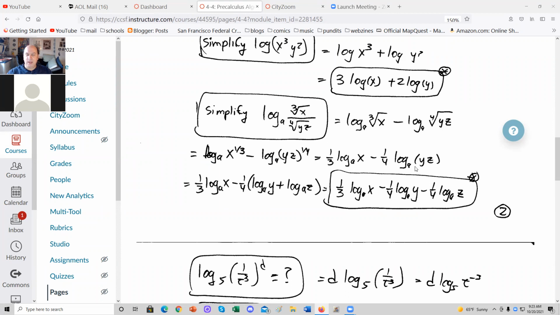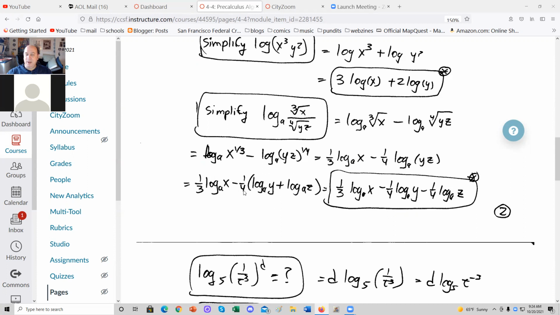Now here's where it gets a little complicated and I have to watch out. Log base a of yz, well, it's a product, so it becomes a logarithm of a sum. But I strongly recommend that you put this in parentheses, lest you get a sign wrong later on. So you get 1/3 log base a of x minus 1/4 of the sum, log base a of y plus log base a of z. Last step, distribute the minus 1/4, then you get 1/3 log base a of x minus 1/4 log base a of y minus 1/4 log base a of z.